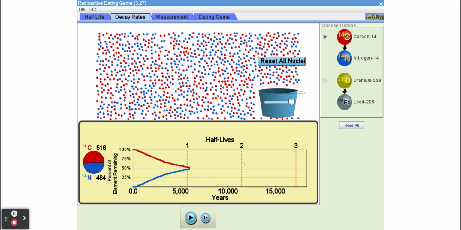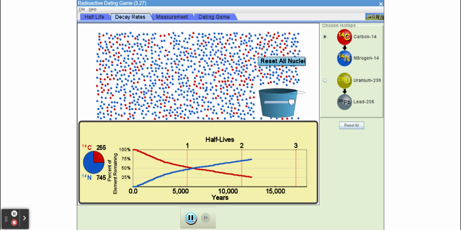When we get to the second half-life, which is right here, this will be down to around 25%. The red line, which is the carbon-14, will be down here. So let's have a look. And stop. So it's not perfect. It should be around 250. Again, 1,000 is not really enough to give us perfect proportions, but it's roughly 1/4 are left.